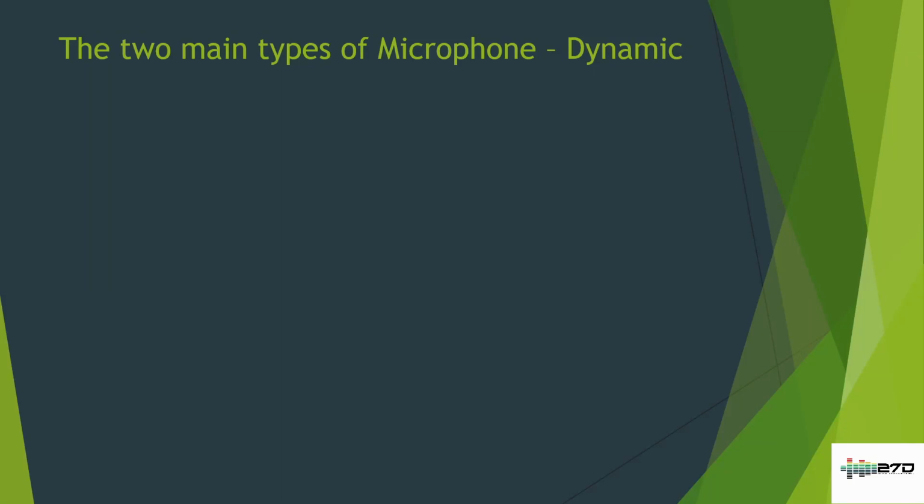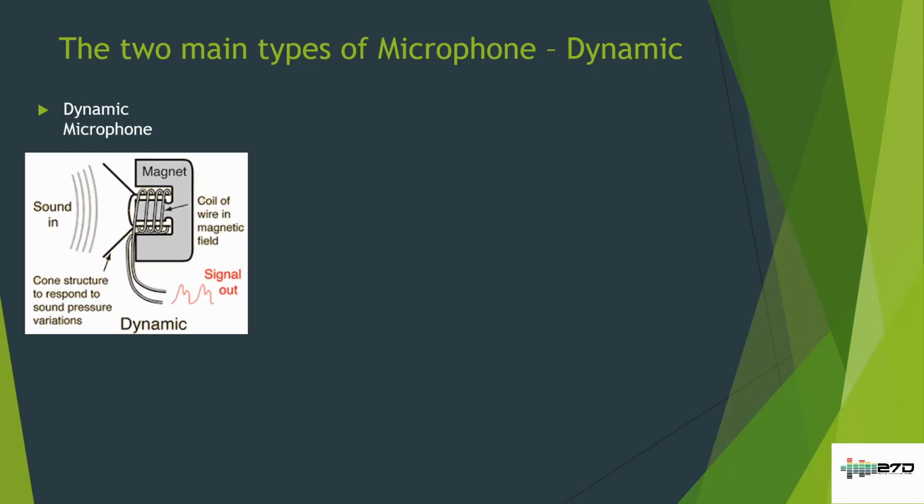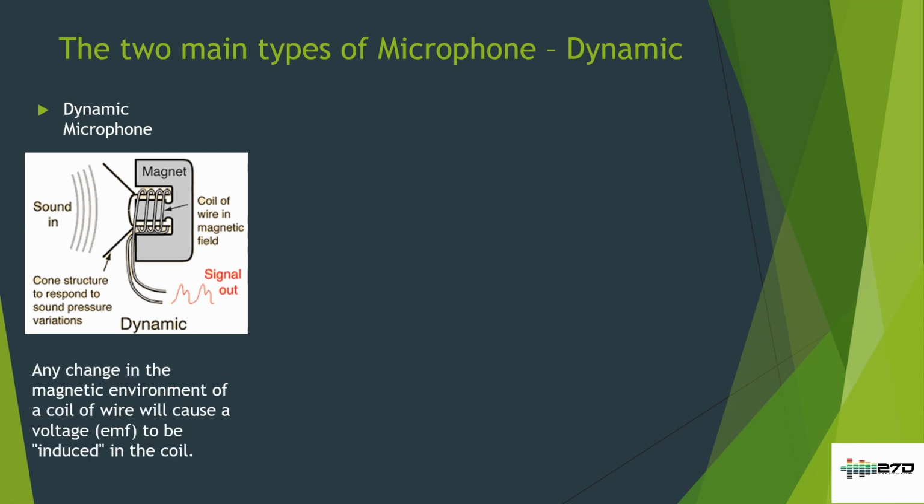First off, we have 2 different types of microphone. We have what's commonly called a dynamic microphone. Now, these microphones work by a diaphragm being attached to a coil of wire, and the coil of wire is surrounded by a magnet. Any change in the magnetic environment of a coil of wire will cause a voltage or an EMF to be introduced in the coil, and that's where we'll get our little signal coming out.